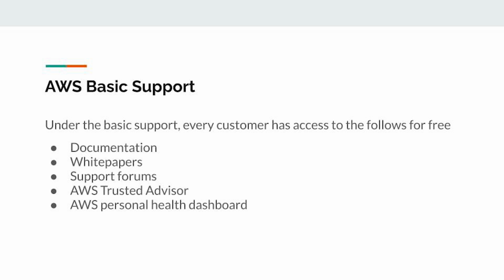First support plan, Basic Support. AWS Basic Support is available for every AWS customer for free. With Basic Support, customers don't get access to the technical support team, but they have access to the following: documentation, white papers, support forums, AWS Trusted Advisor, AWS Personal Health Dashboard.